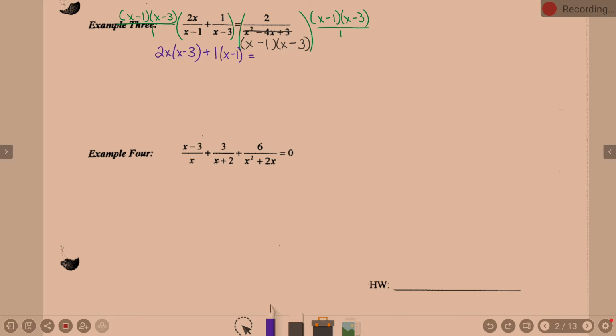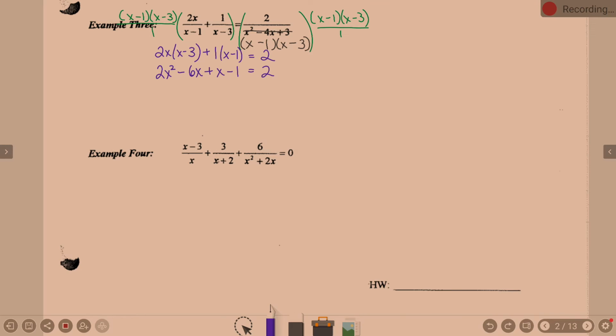And then on the right, what happens on the right? 2 over x minus 1, x minus 3 times x minus 1, x minus 3. Everything cancels except 2. And now it seems like magic, but we have an equation without fractions. So of course you're going to start and you're going to distribute: 2x squared minus 6x plus x minus 1 equals 2.